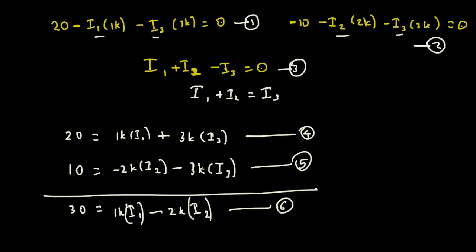So this is one way to do this. Now what else can we do? If you compare equation number 6, we have two unknown variables.